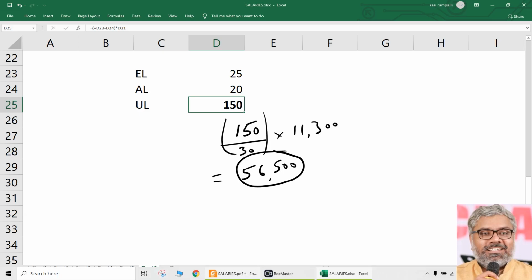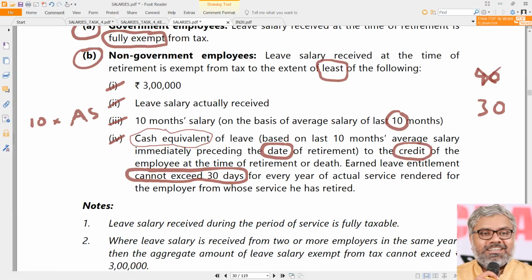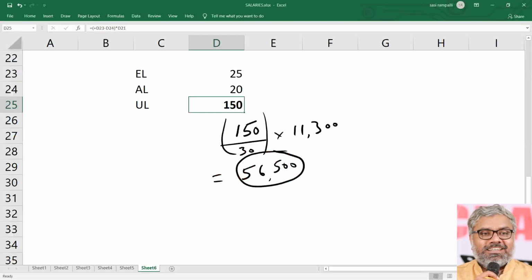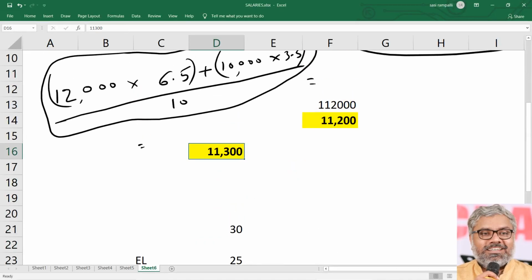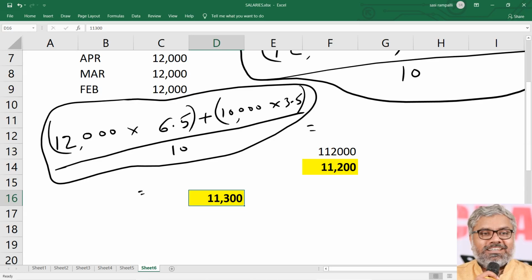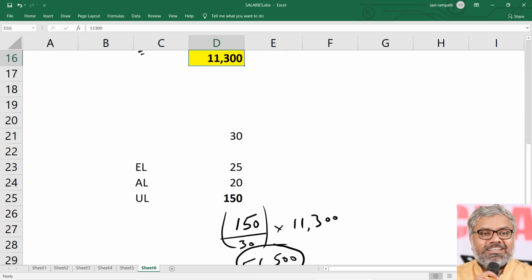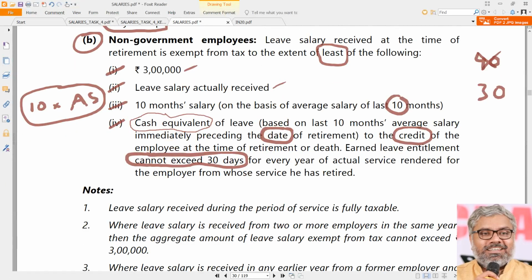So once again, in the main calculation, this 3 lakhs is a standard amount. There is nothing there that we can do. That is simple. Leave salary actually received is a fact. That will be given in the question. Once you have calculated the average salary, the third one is also not difficult, because you directly calculate 10 into average salary. In our example, that will be 1,13,000, because 11,300 into 10 comes to 1,13,000.